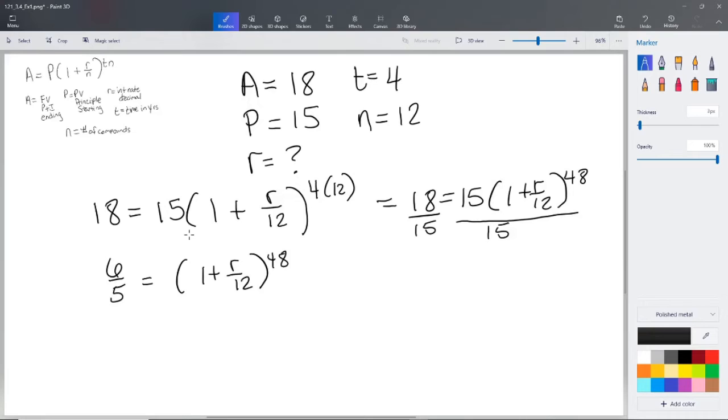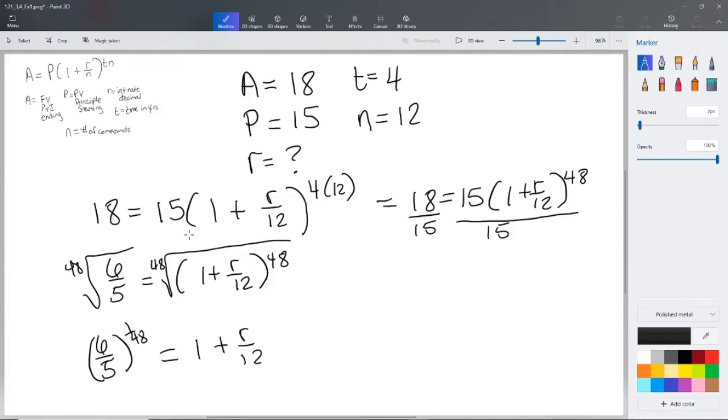All right, now we need to take a 48th root of each side. So we're going to take what looks like a square root on each side, except we're going to write 48 on the outside of that root. Now, none of our calculators have a 48th root button. But we have to remember that the 48th root and the power of 1 over 48 are the same thing. So we're going to take 6 over 5 to the 1 over 48 power. Now the good news here is the 48th root and the 48th power cancel each other out, and so what we get is 1 plus R over 12 at this stage.